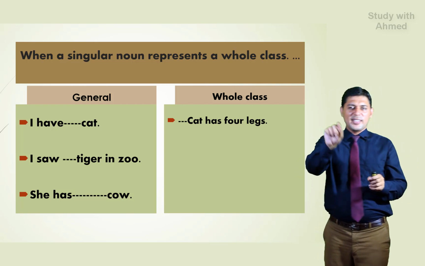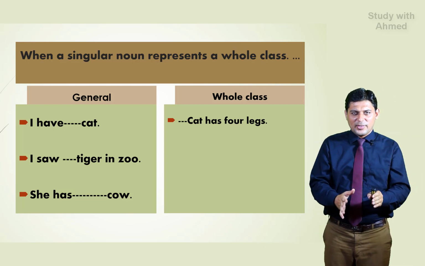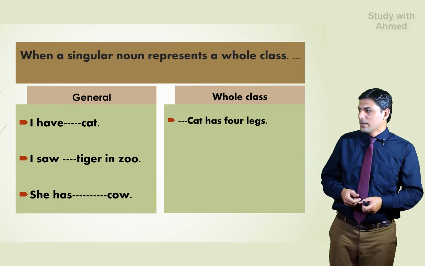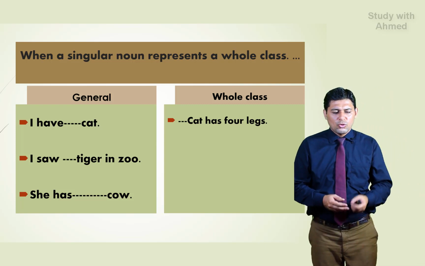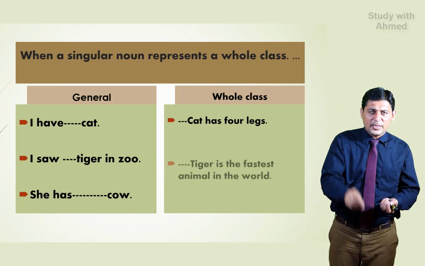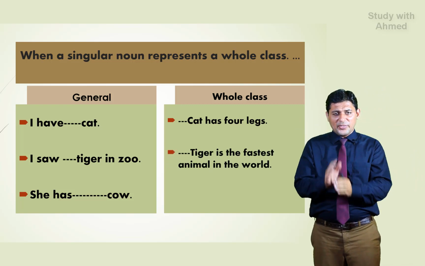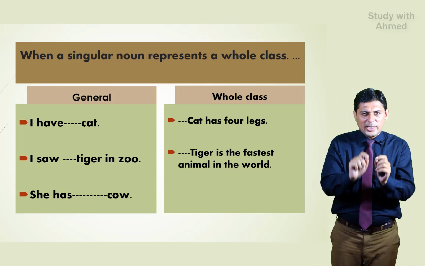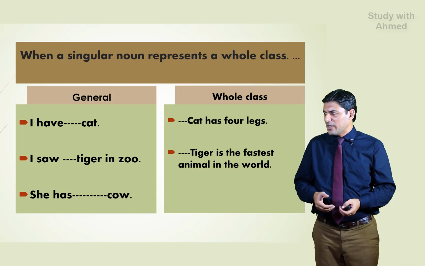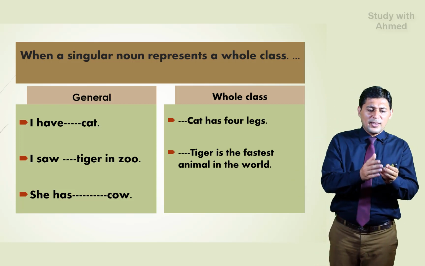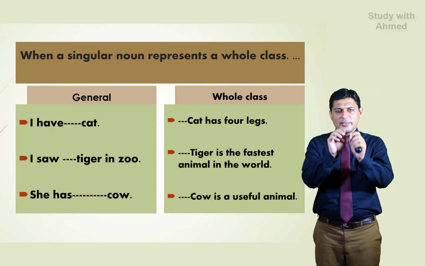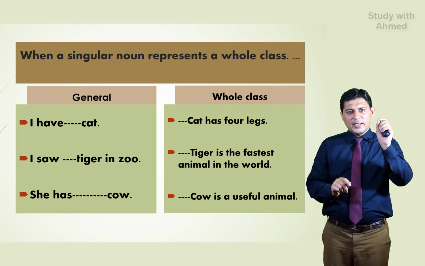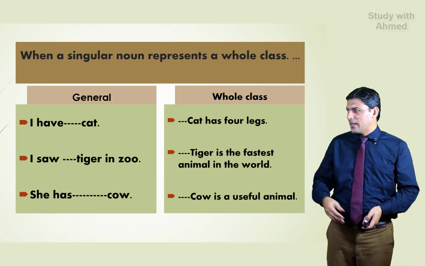यहाँ पे whole class की बात नहीं कर रहे हैं. We are not discussing all kinds of cats. The cat has 4 legs. यहाँ पे "the" use करेंगे. The tiger is the fastest animal in the world. So we are not discussing one tiger which is in Africa. We are discussing all tigers. So the noun is singular, but in fact the sense represents the whole class. The cow is a useful animal. In fact, it's singular, but we are discussing indirectly all cows. Getting this point? One is general, second is the whole class we are discussing.